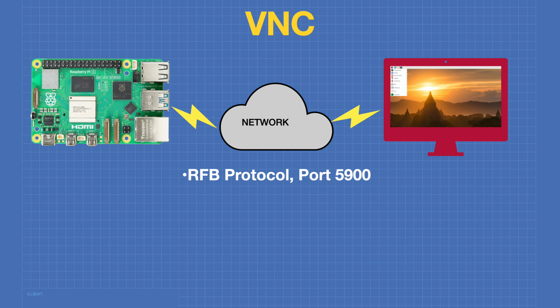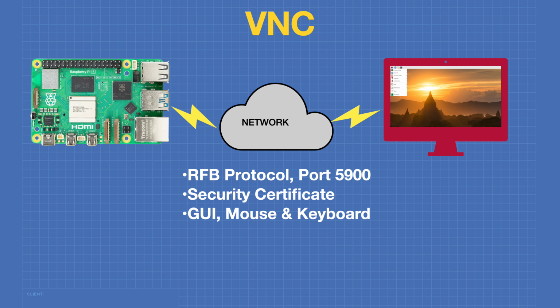VNC employs the RFB protocol and uses TCP port 5900. RFB, or Remote Frame Buffer Protocol, is a method of sending full-frame video over TCP. While VNC itself does not provide security, the Raspberry Pi implementation adds a security certificate. VNC establishes a connection with a GUI and accepts mouse and keyboard input. In order to use VNC, you'll require a VNC client.